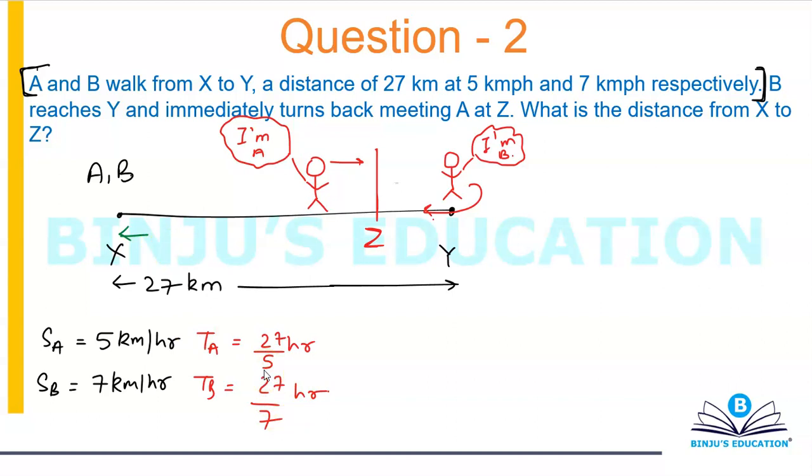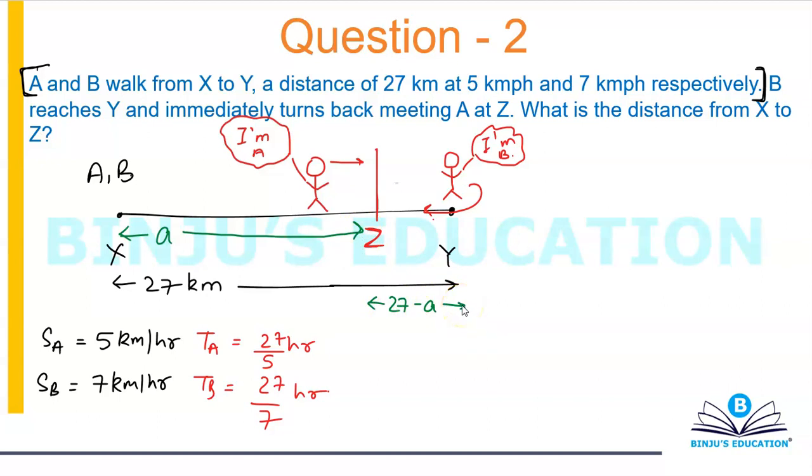The time that is given to us for B to reach Y is 27 by 7, and I personally do not like that fraction because 27 cannot be divided by 7. I don't want to make my calculations cumbersome. So what I'm going to do is let's say that the distance between X and Z is equal to a. So the distance between Z and Y will be 27 minus a.